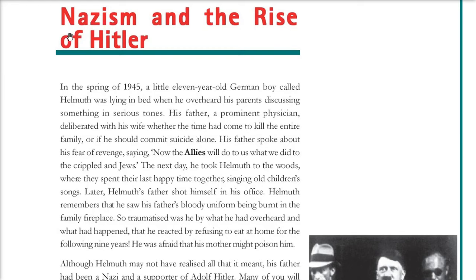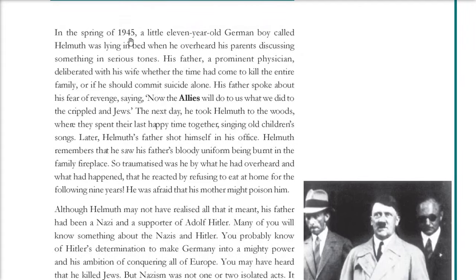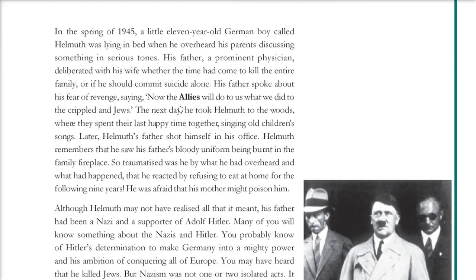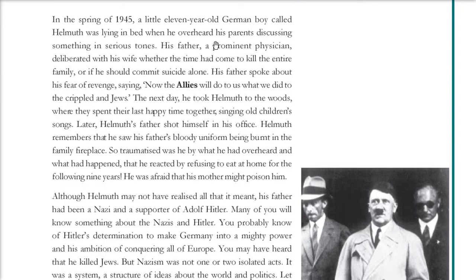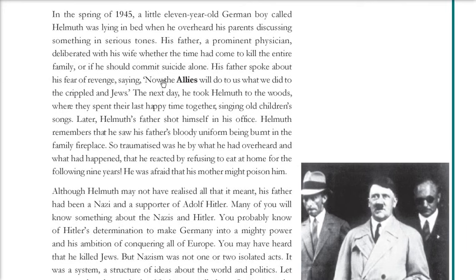But you will soon come to know who Hitler was, how Nazism came into effect, and how it affected that part of the world and the world as a whole. So in the spring of 1945, there was a little 11-year-old German boy called Helmut. Now he was trying to sleep. He overheard his parents discussing whether they must kill themselves only or take the children with them. That means all the family should die.